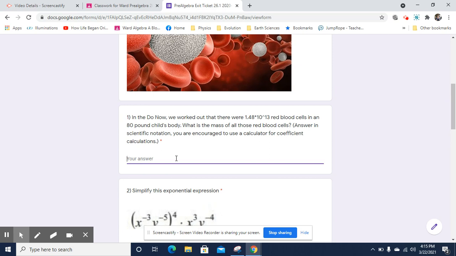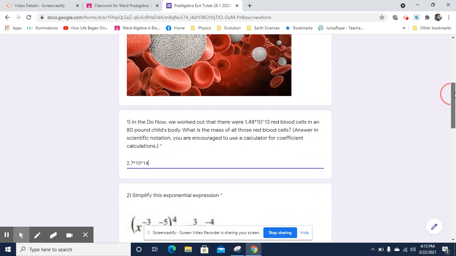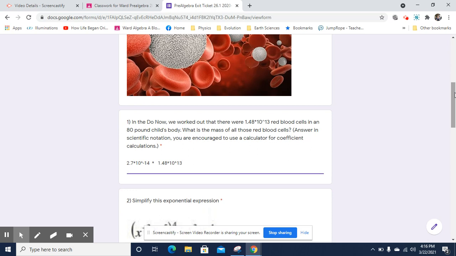So we're going to take one red blood cell's mass and multiply it times all of those red blood cells. So that's 2.7 times 10 to the 14th. You confirm that I wrote that down right? Yes, 10, I'm sorry, to the negative 14th. Silly me. Negative numbers matter. Okay, and then we're going to have times 1.48 times 10 to the 13th power. I'm going to group the coefficients and group the powers.